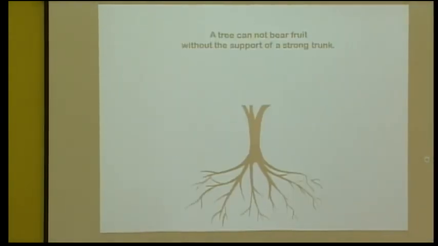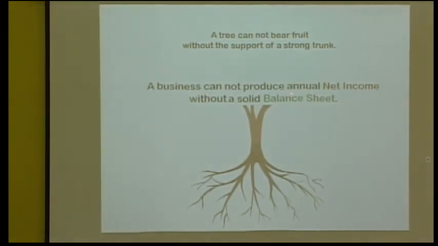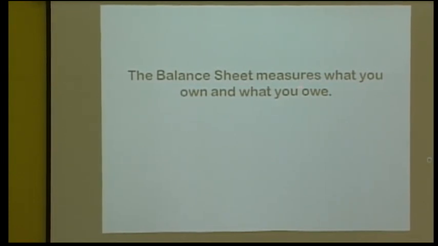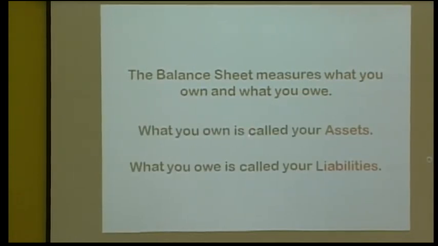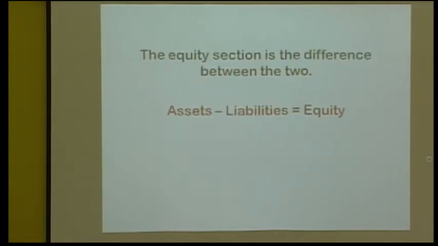Okay, a tree cannot bear fruit without the support of a strong trunk. Okay, a business cannot produce annual net income, your profit, without a solid balance sheet. Okay, the balance sheet measures what you own and what you owe. What you own is called your assets, and what you owe is called your liabilities. Okay. The equity is the difference between assets and your liabilities. Also, equity approximates the net value of your business.